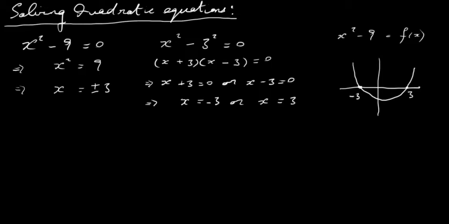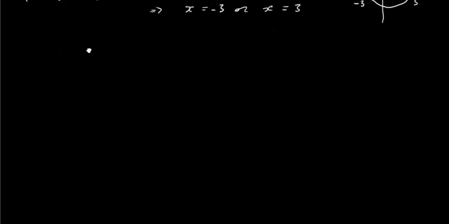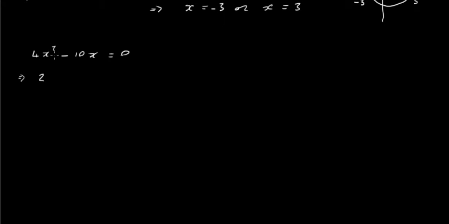Another type might look like this. So we can take, let's say, 4x squared minus 10x is equal to 0. In this particular case, we need to factorize the left hand side. If we look at both of these terms, we can find a common factor. We have 4 and 10 here, so a common factor between 4 and 10 would be 2. We also have an x squared and an x, so the common factor there would be x. So we can take that outside the bracket.